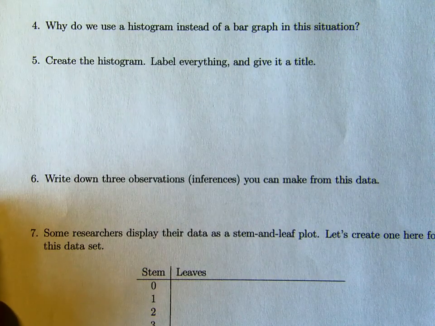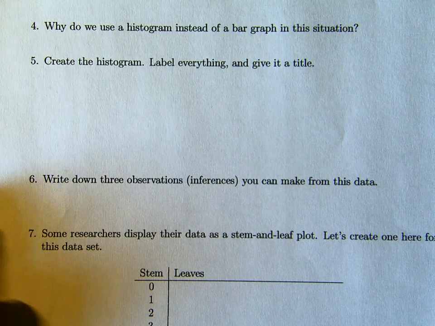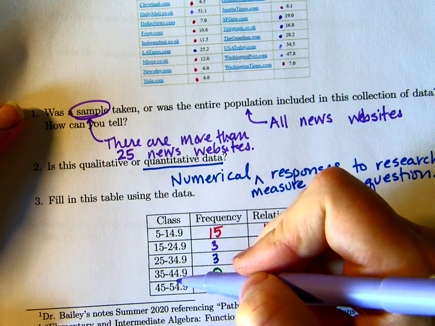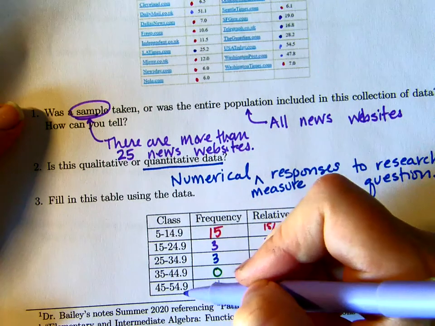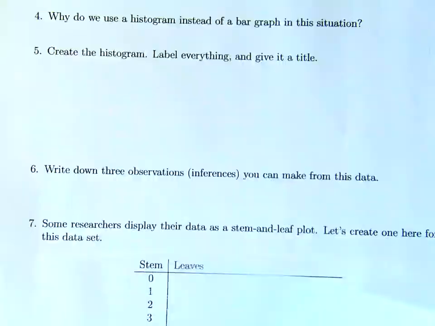Why do we use a histogram instead of a bar graph in this situation? Because these are our categories, and these can be ranked from small to large. So these are actually ordered.